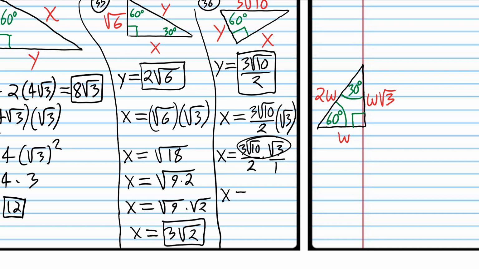So 2 times 1 is 2. And 3 root 10 times root 3, you just multiply 10 and 3 to get root 30. And there's no perfect square inside root 30, so you can just leave it as root 30. Now I know a lot of students are going to say, well, I want to divide 30 by 2. Well, no, you can't do that because the 30 is inside the root.